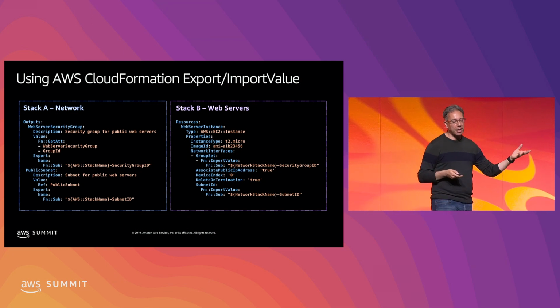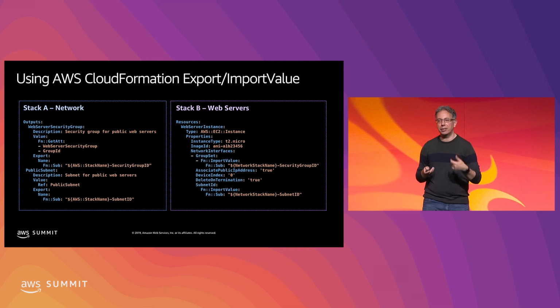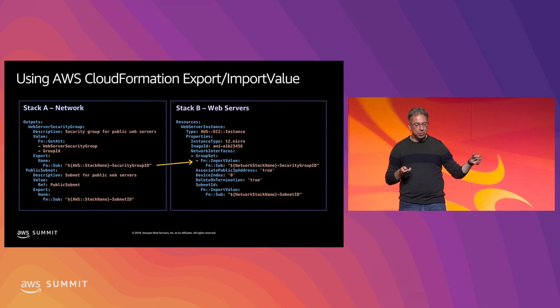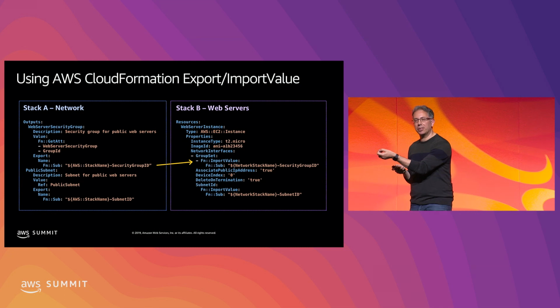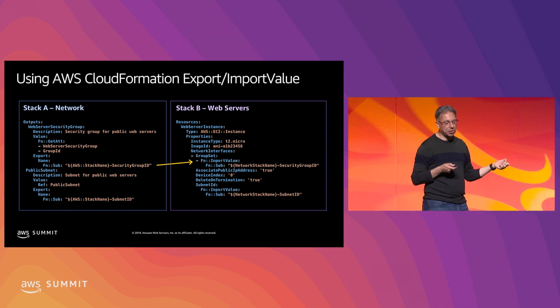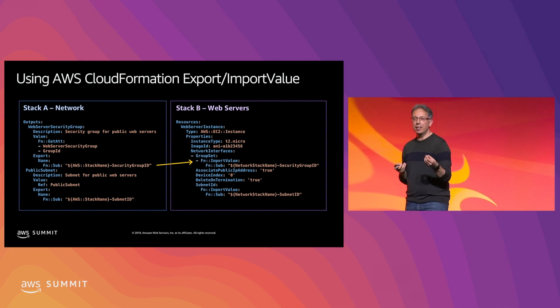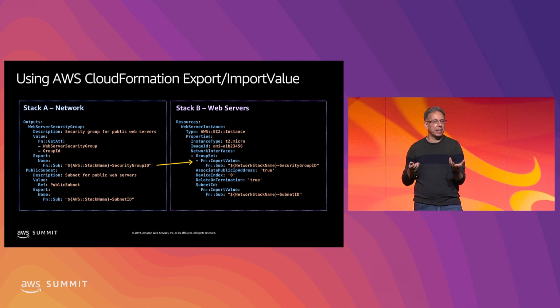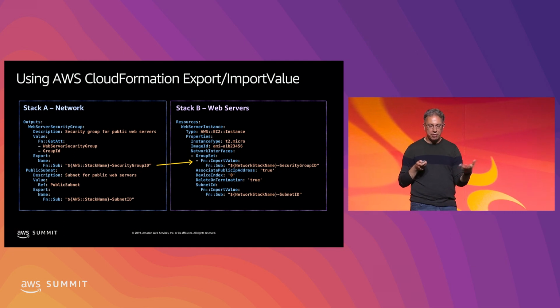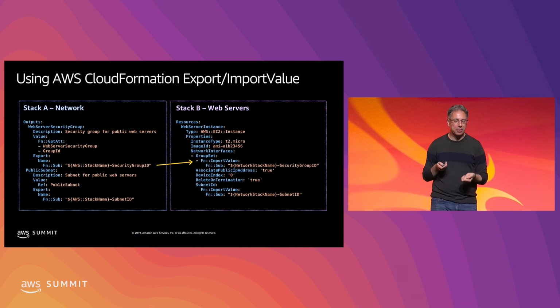Then in the network stack, I can say I want to output the security group and the subnet that I created. And then you can export this and import this value in the other stack. So in stack A, you can export that, and I use what we call a pseudo parameter. AWS::StackName is a parameter that is already provided by us and gives you the name of that stack, for example, network of my app.